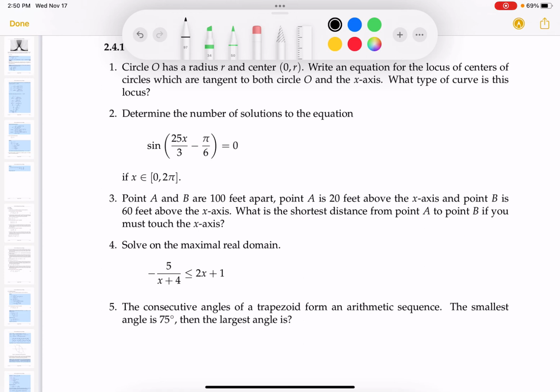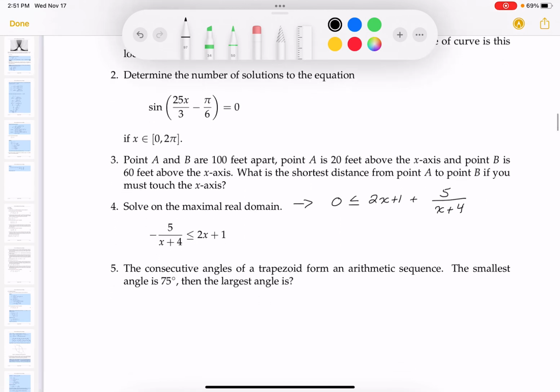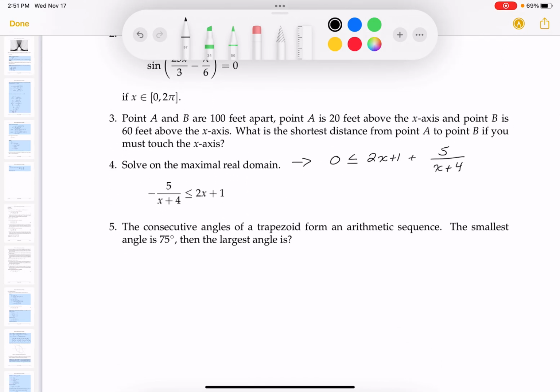We'll get there. All right, I need a confidence builder. I'm going to do number 4 first. And the way to do that is the way you were taught probably in an algebra class or possibly pre-calc, and that was to compare this to 0. It's a rational problem. So I write down 0, and you get 2x plus 1 plus 5 over x plus 4. Now I got to get one term. I'm going to add this together now.